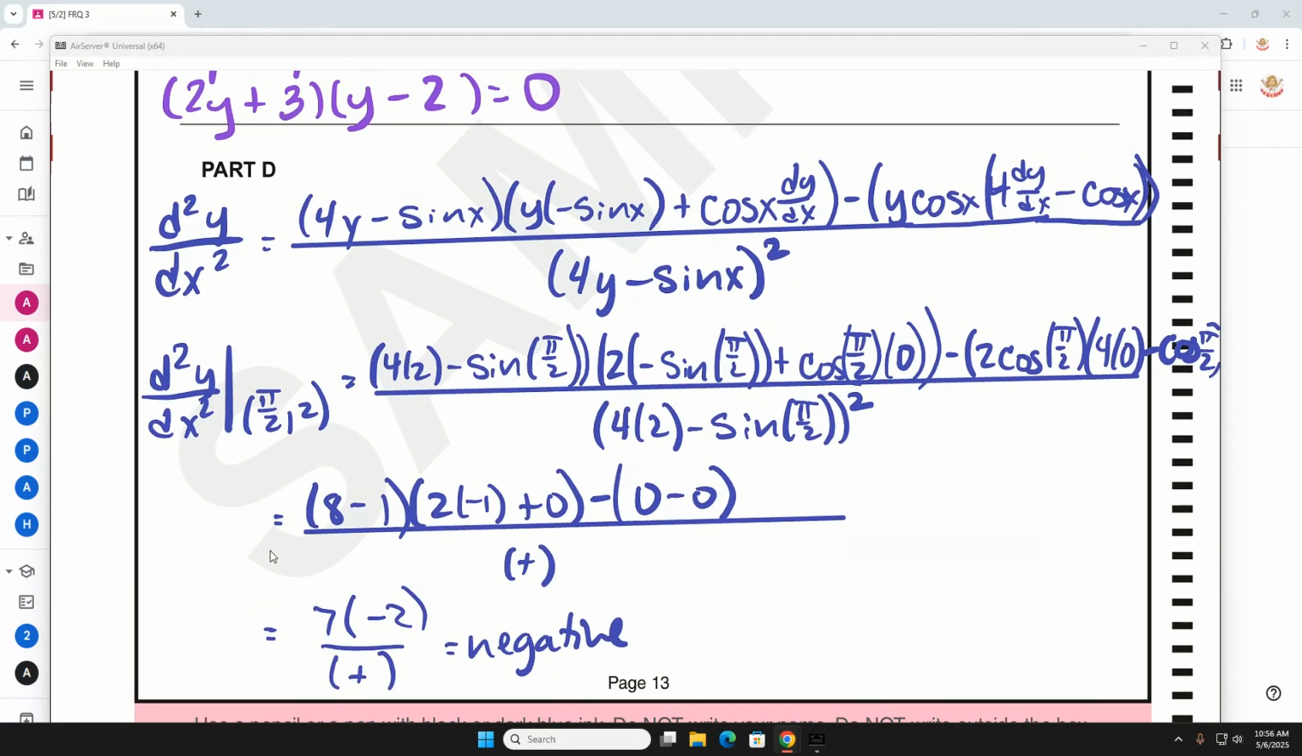Now, it took up all my room doing this work, so we don't have a ton of room to give our justification. So whenever it says justify, it's a formal, using a rule or a test or a theorem. So this has to be super wordy, and you do have to mention what we're using, which is the second derivative test.